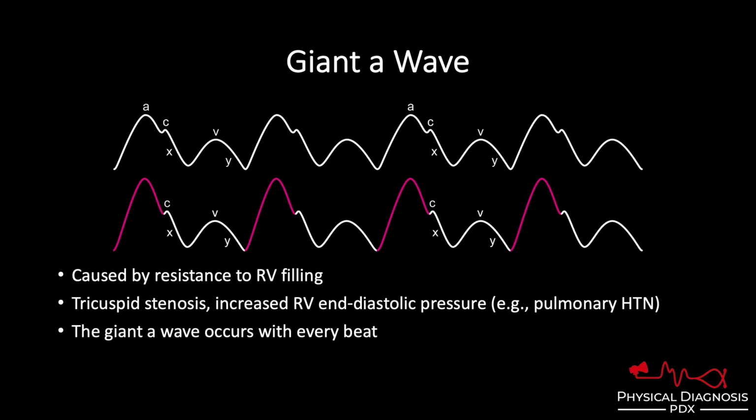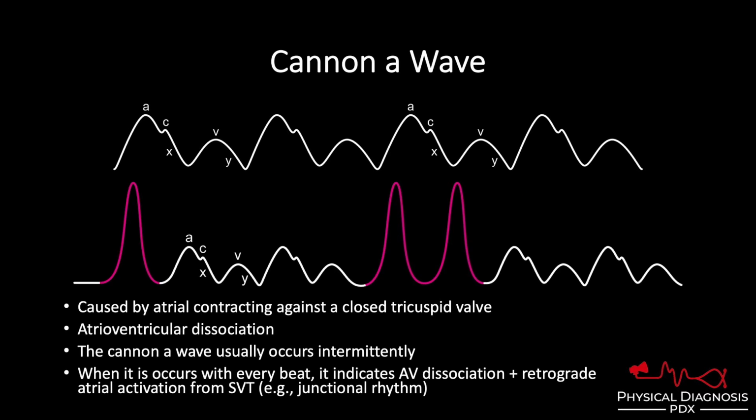Let's move on to the next abnormality, which is the Cannon A wave. Now, this is larger than the giant A wave. It's more of like a shock or ripple up the neck. And so what's worse than contracting against a stenotic tricuspid valve? Well, it's contracting against a totally closed tricuspid valve, which can happen with atrioventricular dissociation.